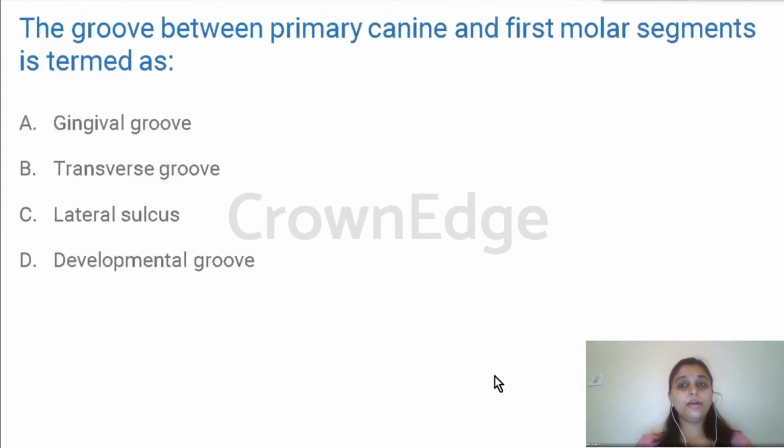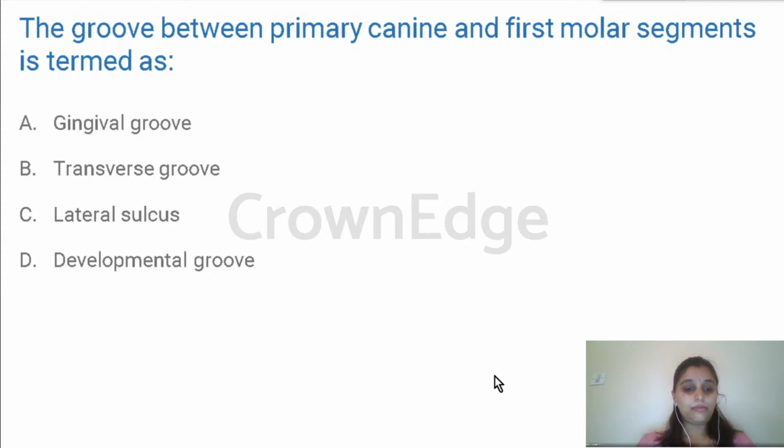Now I'm going to talk to you a little about the landmarks in your gum pad. There are many landmarks that you can see. The question is very specific. It's about the groove between the primary canine and the first molar segment. It is termed as A. Gingival groove, B. Transverse groove, C. Lateral sulcus. Which would be the correct answer here?